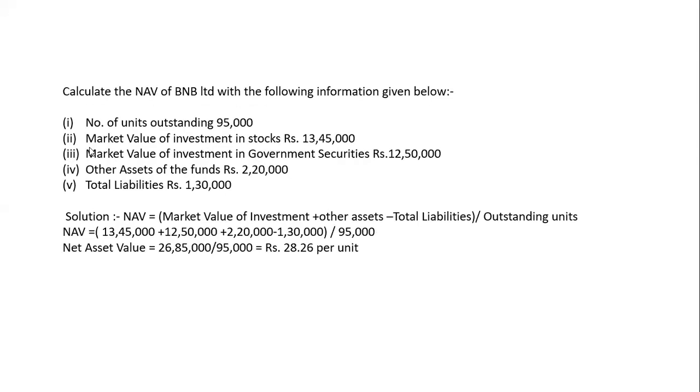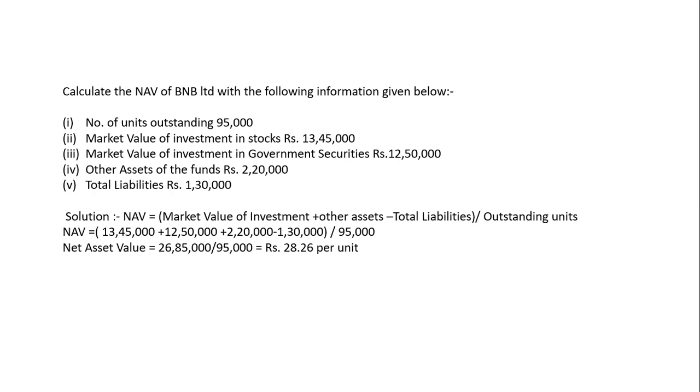Second sum. In the second sum, similar question, we have to calculate the NAV of VNB mutual fund. For that, data is given: number of units outstanding 95,000 units. Market value of investment in stocks 13,45,000. This comes on the asset side. Second, market value of investment in government securities 12,50,000. Other assets of funds 2,20,000, minus total liabilities 1,30,000. Okay, so 13,45,000 plus 12,50,000 plus 2,20,000.